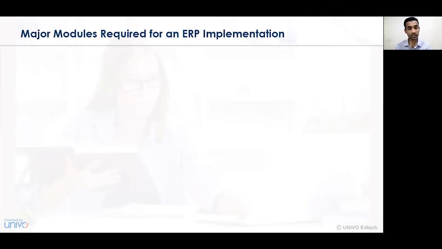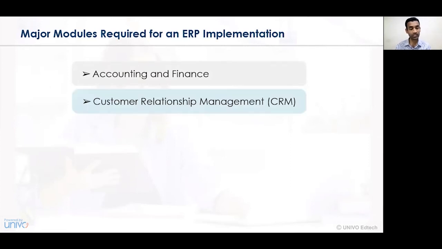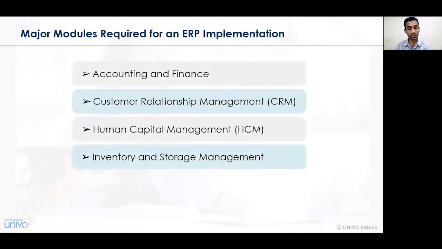The major modules that are required are, number one, accounting and finance. Number two, CRM, which is also called customer relationship management. Number three, HCM, which is human capital management. Number four is the inventory and storage management, which is related to the stores department, inventory department, and so on. And lastly, the enterprise asset management.